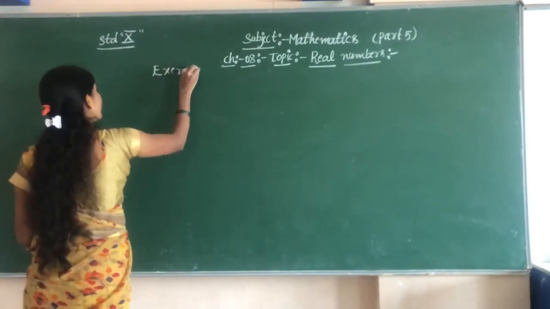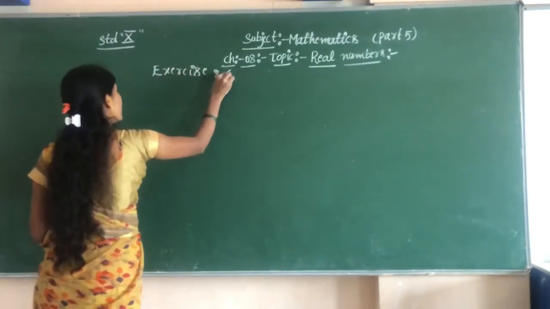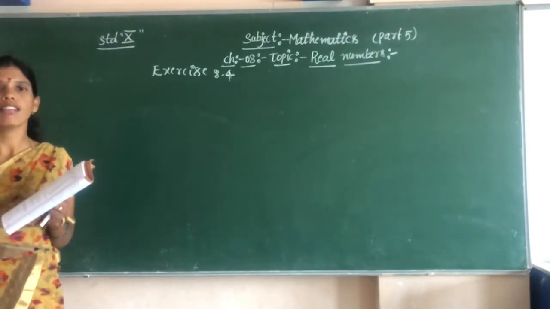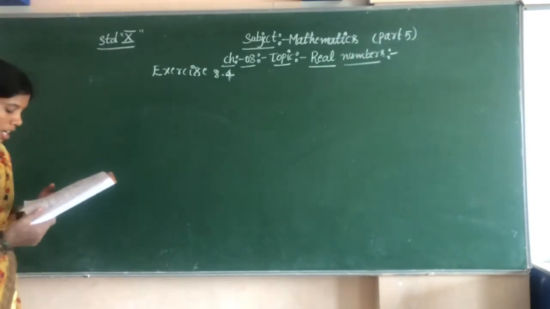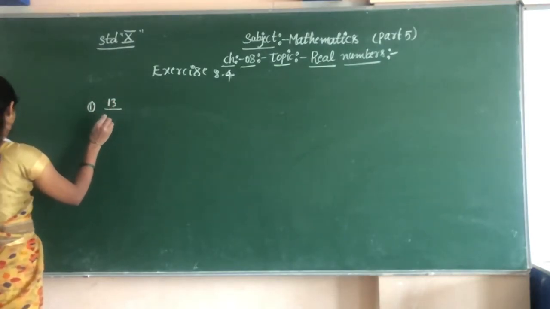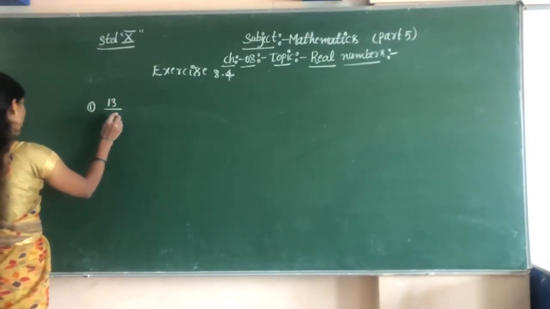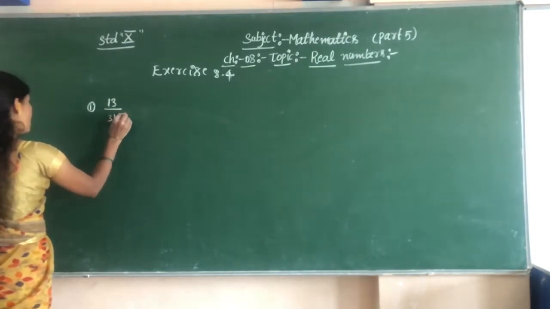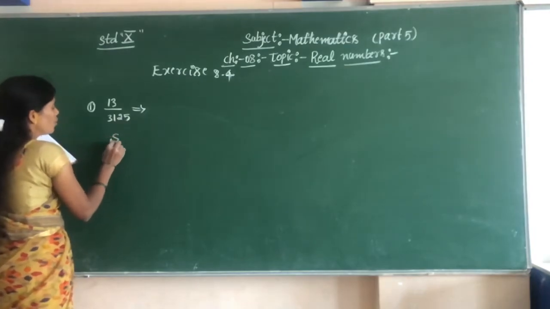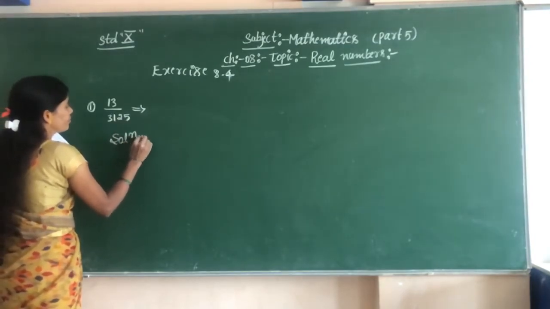Exercise 8.4. Find out which one is terminating and which one is not terminating decimals. Okay, we should take the first one, 13 divided by 3125. We should do it in the solution below.